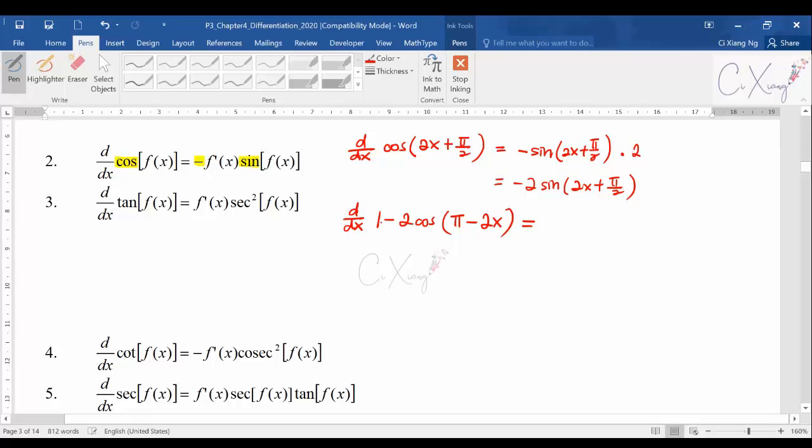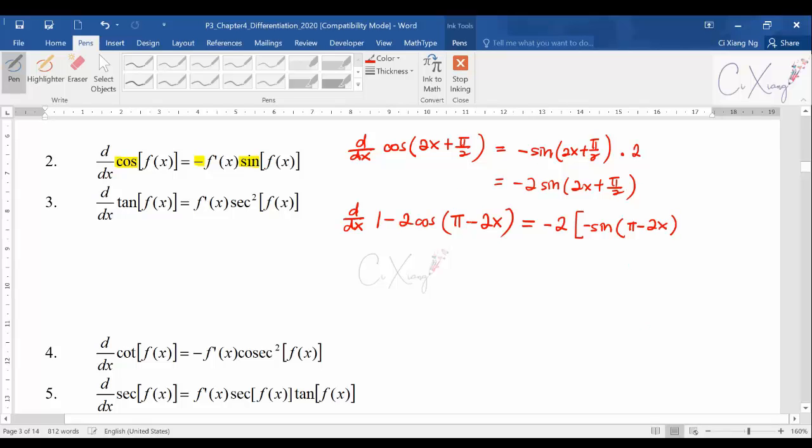Again, you have two different terms here: 1 and something with cos. They are two different terms because there is a negative in the middle, right? Differentiate 1, of course you get a 0. Then you have negative 2, which is a constant, so you just copy. Differentiate cos, what do you get? You get negative sine, and then you copy back the angle.